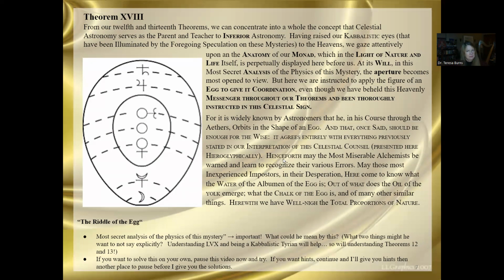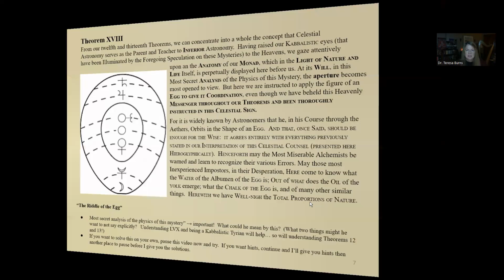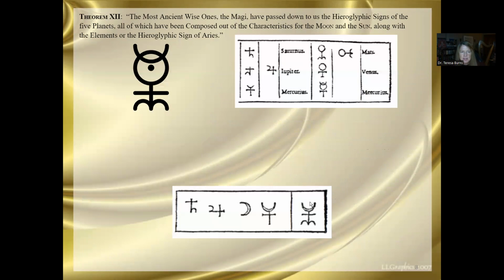For example, here's another hint. Gee, these are all in a row, kind of like the middle pillar that you travel up from Malkuth. Is that going to be significant? Well, let me remind you of a few things from Theorem 12 and 13 as you try to solve this.